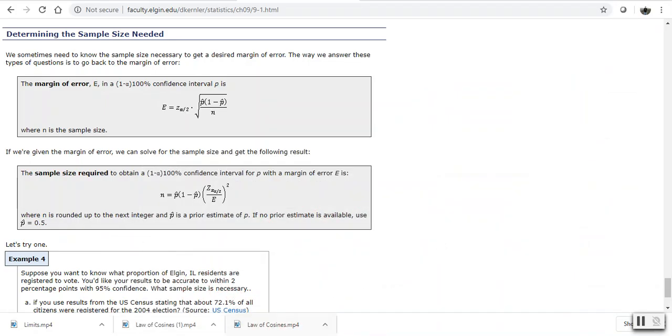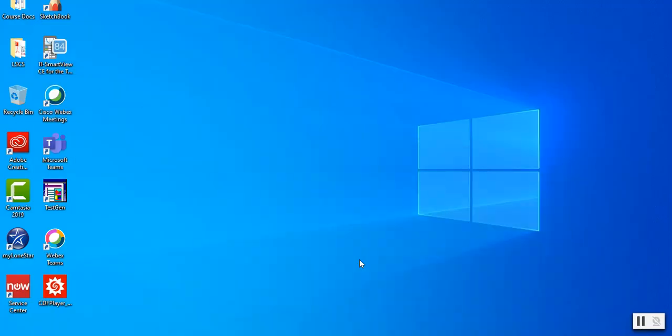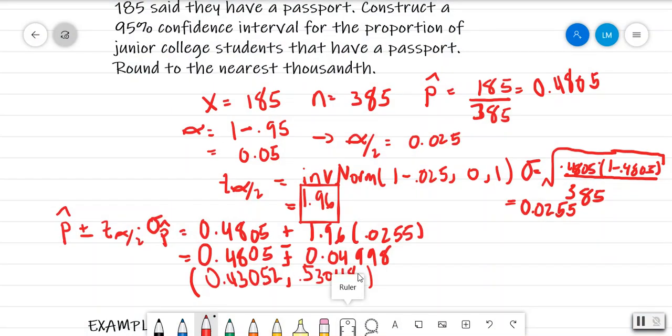Let me see. The standard deviation was 0.02546. Okay, so that's why we have a bit of error in terms of what we have here. So I mean, it's fine.